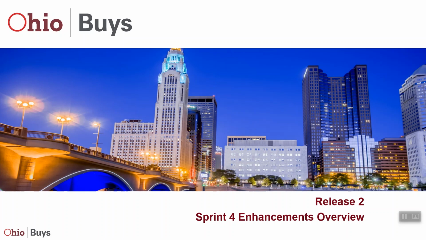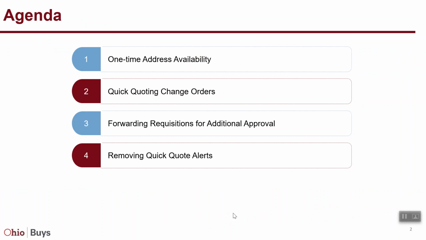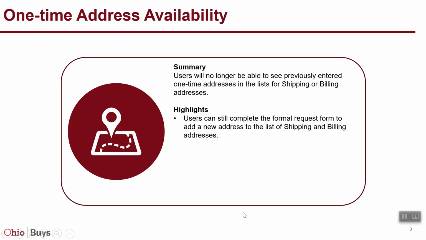Welcome to the Release 2 Sprint 4 Enhancements Overview. We'll be reviewing 4 enhancements in this video. For the full list of enhancements and more information, refer to the Ohio Buys website at das.ohio.gov/ohiobuys.